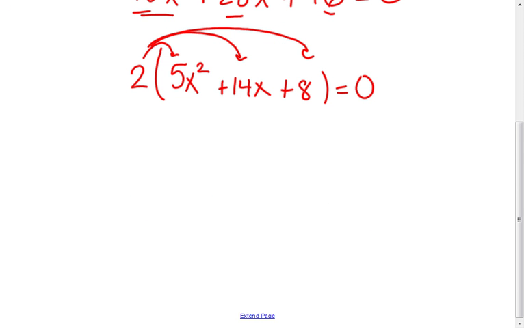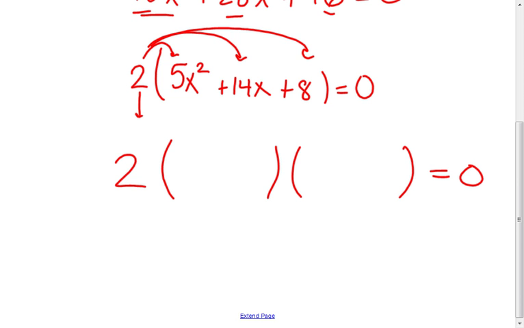Okay? Now notice you have a trinomial inside that parentheses. And so now we're going to take the part that's inside the parentheses and we are going to factor it. But I don't want you to lose this. Make sure you bring that 2 down. And then for the parentheses, we are going to, of course, factor that trinomial.